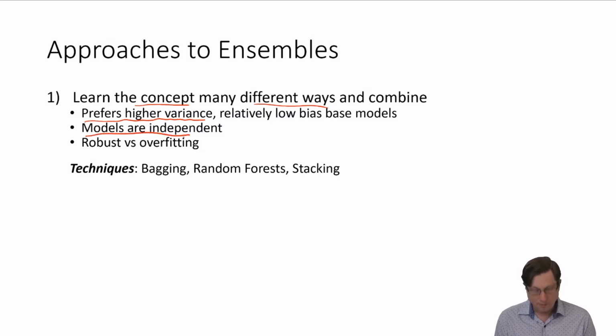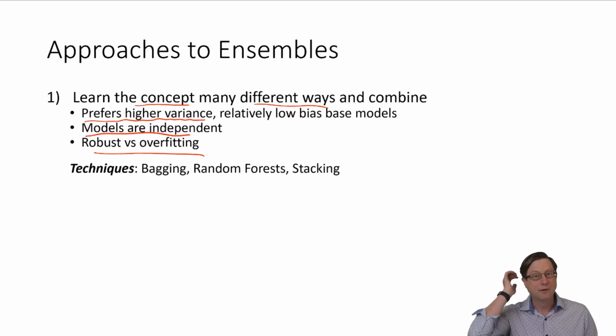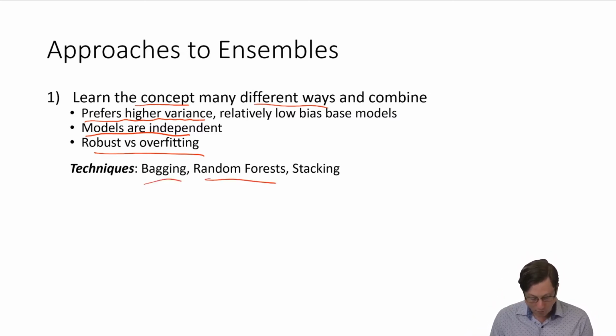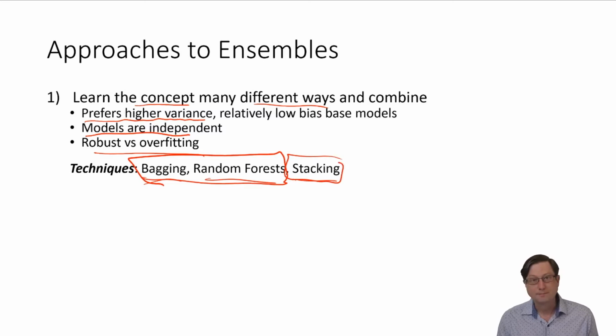When you're doing this, the models are generically independent in that learning the second base model doesn't require knowing anything about the first base model that you learned. So you can learn them all in parallel. And as I said, it's generally robust to overfitting, because as you add more and more models, these variances tend to be random, and eventually they'll start to cancel each other out. Specific techniques that do this are bagging, random forest, and to some degree stacking. We're going to talk about lecture 1 today, lecture 3 somewhat.